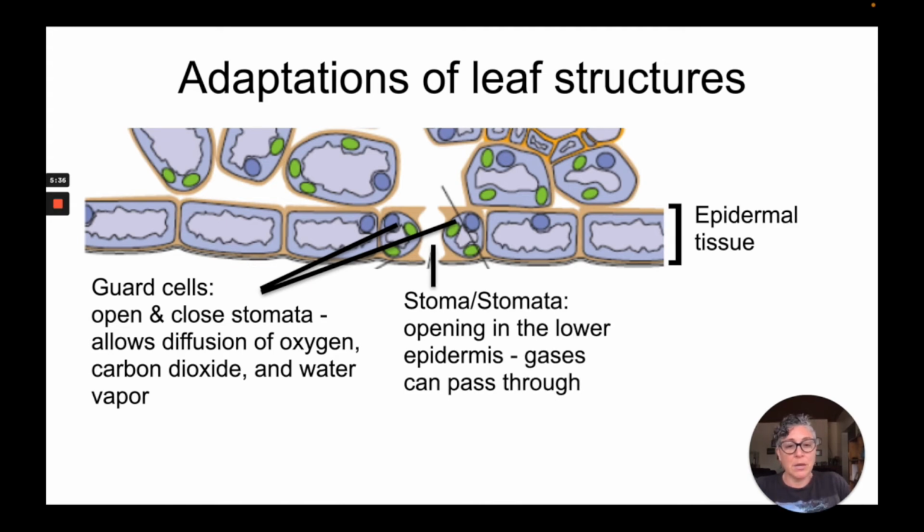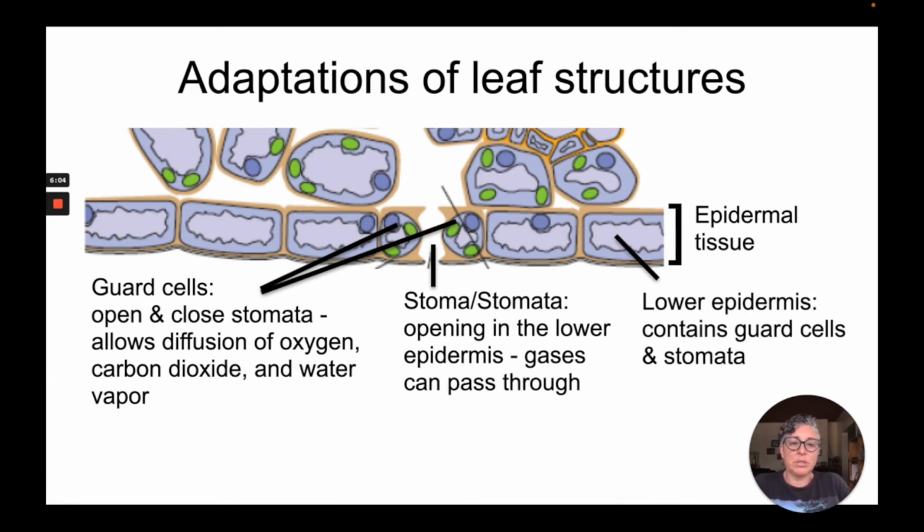The stomata, or the stoma, is the opening in the lower epidermis. This is going to allow gases to pass through, the gases that we just mentioned. So we have carbon dioxide entering through the stomata. That's going to allow photosynthesis to happen, and we have oxygen and water vapor leaving the stomata into the atmosphere rather than being collected in the leaf. They are then dispelled as waste.